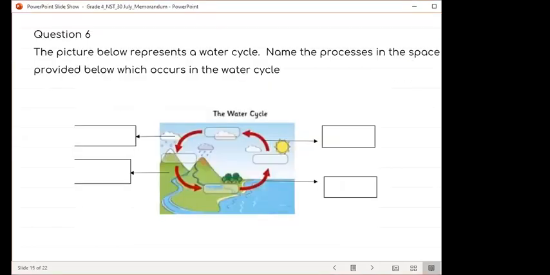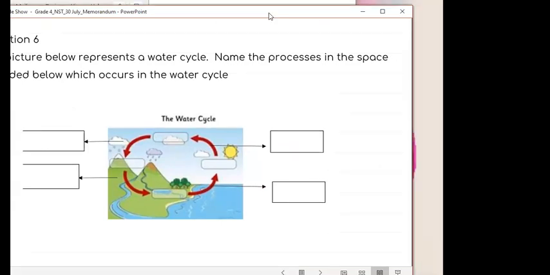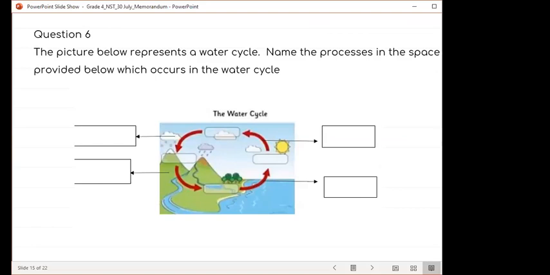So question 6, it said, the picture below represents a water cycle. Name the processes, in the space provided below, which occur in the water cycle. Right, so we're just going to start at the left-hand side and then move on to the right-hand side. I'll start from the top again. Let's see, Menintle, if your mic will unmute this time. Okay, still can't get your mic to unmute. Ma'am, oh, there we go.